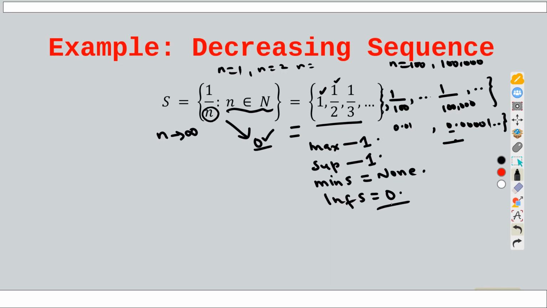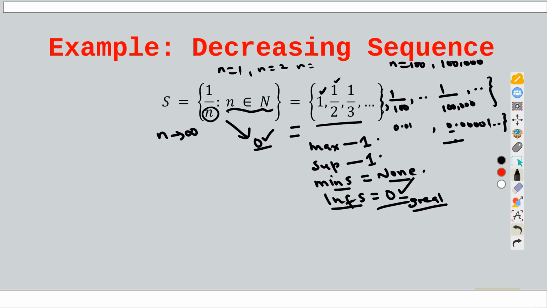And 0 will be one of the lower bounds, and being one of the lower bounds, 0 will be the greatest out of the lower bounds. Think about all the numbers less than 0. Those will be lower bounds, but what is the greatest? The greatest will be 0. So for that case, the infimum will be 0.